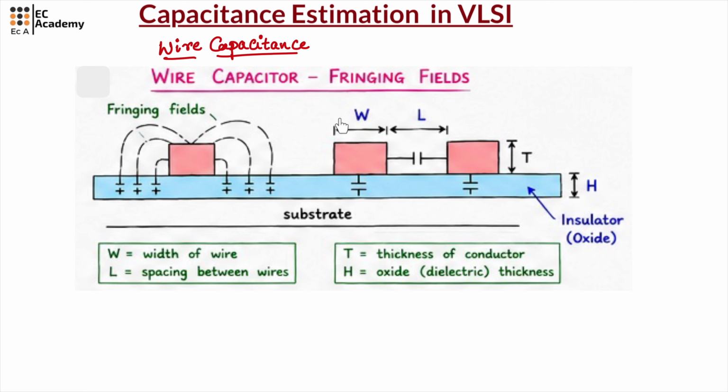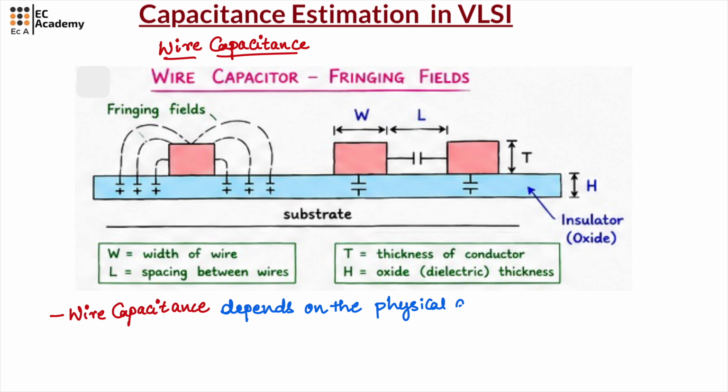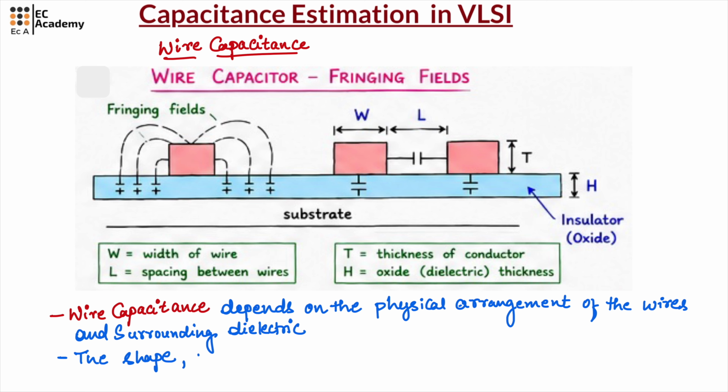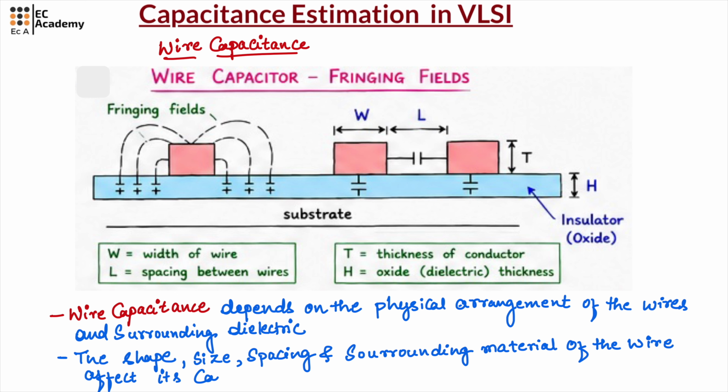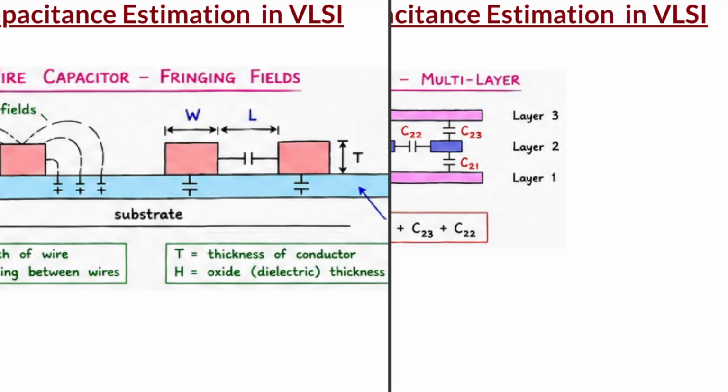Here, W represents the width of the wire, L represents the spacing between the wires, and T represents the conductor thickness. Also, H represents the oxide or dielectric thickness. Now, these dimensions affect the wire capacitance. So, remember, wire capacitance depends upon the physical arrangement of the wire and the surrounding dielectric fields. The shape, size, spacing and surrounding material of the wire affect the capacitance.